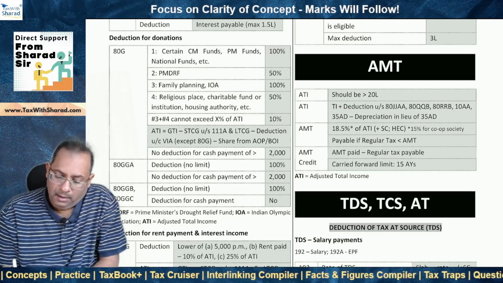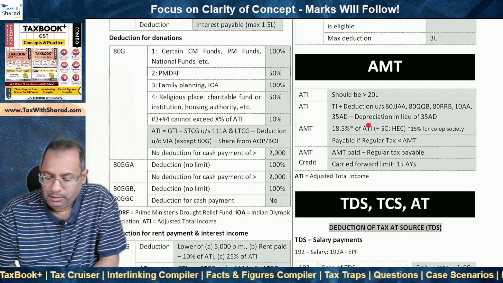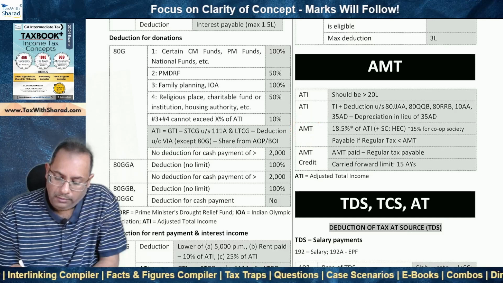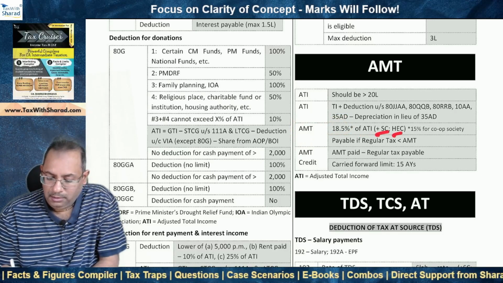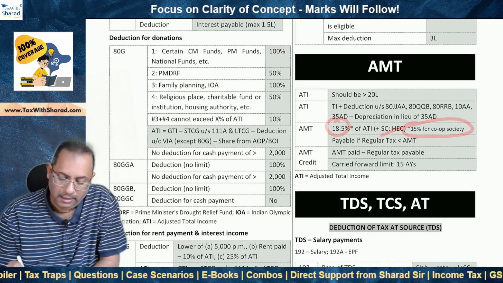If we are adding back deduction under 35AD, then in lieu of that we need to reduce the depreciation under section 32. Now AMT is equal to 18.5% of the adjusted total income. To that we add surcharge and then HEC at 4%, and this 18.5% is 15% for a cooperative society.